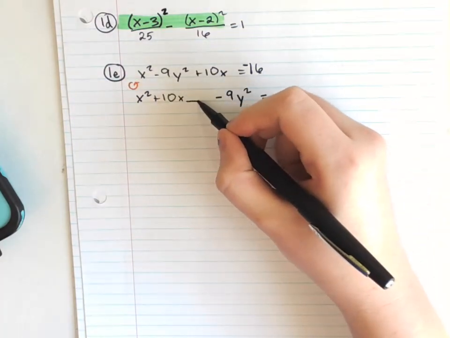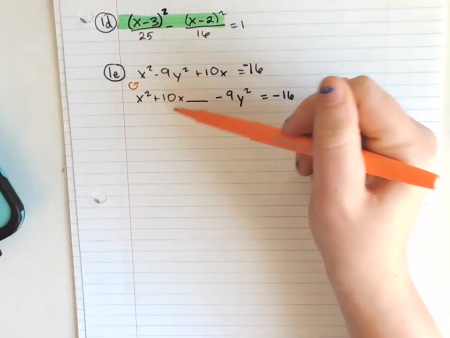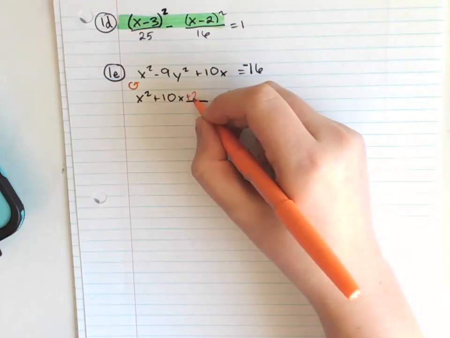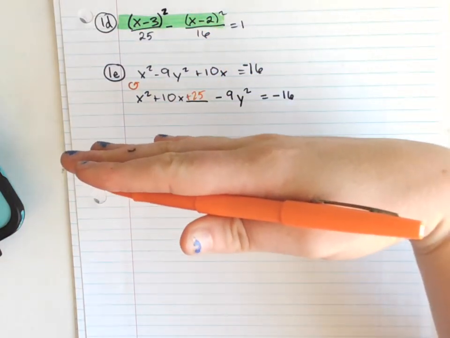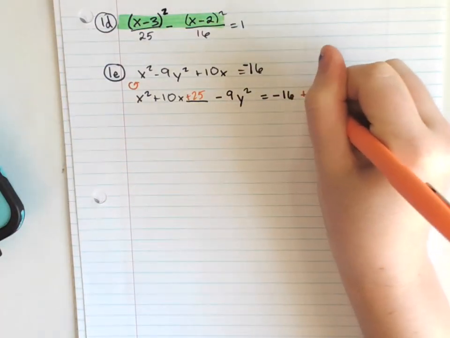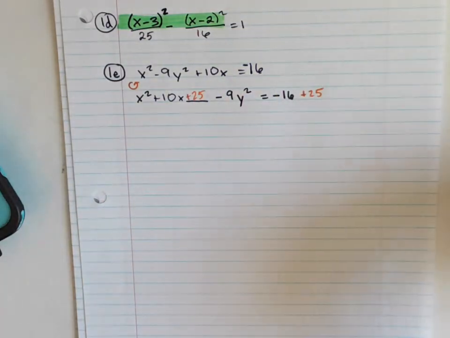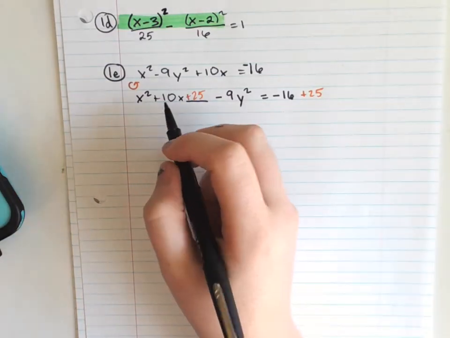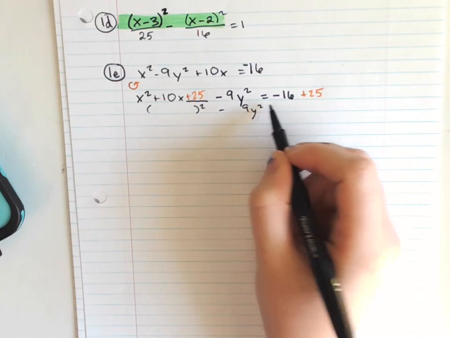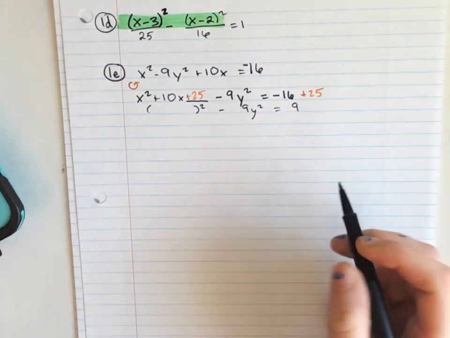We're going to have to put something in here that we can factor. So how do we complete the square? We take half of the b value and square it. So half of 10 is 5. 5 squared is 25. But right now my equation is super imbalanced on this side of the equal sign. So I'll have to add 25 over here too. Whatever you do to one side, you got to do over here as well. All right. So this is going to become something squared minus 9y squared equals negative 16 plus 25 is 9.